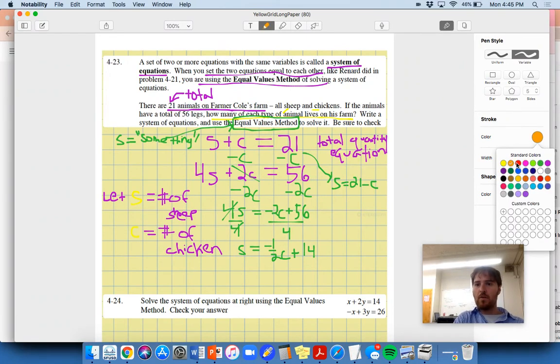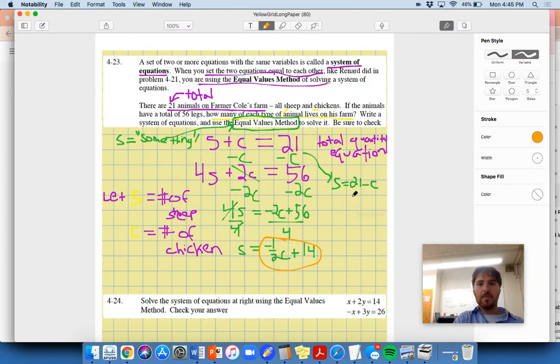Okay? Equal values method. What are we going to do for the equal values method? Well, I've got S is equal to something, and S is also equal to something over here. So what do I know about those two somethings? Well, they both equal S. They both have to equal each other. Something called the transitive property of equality. You'll study that in geometry, okay?